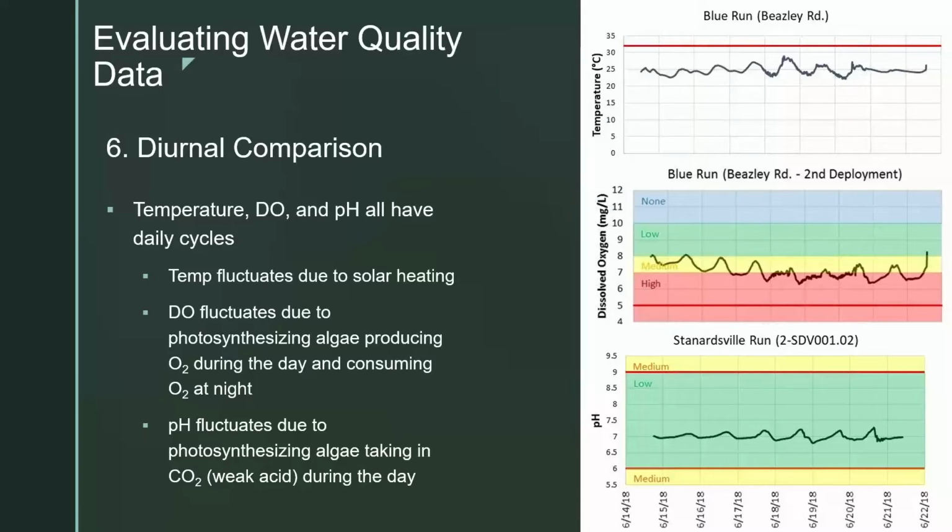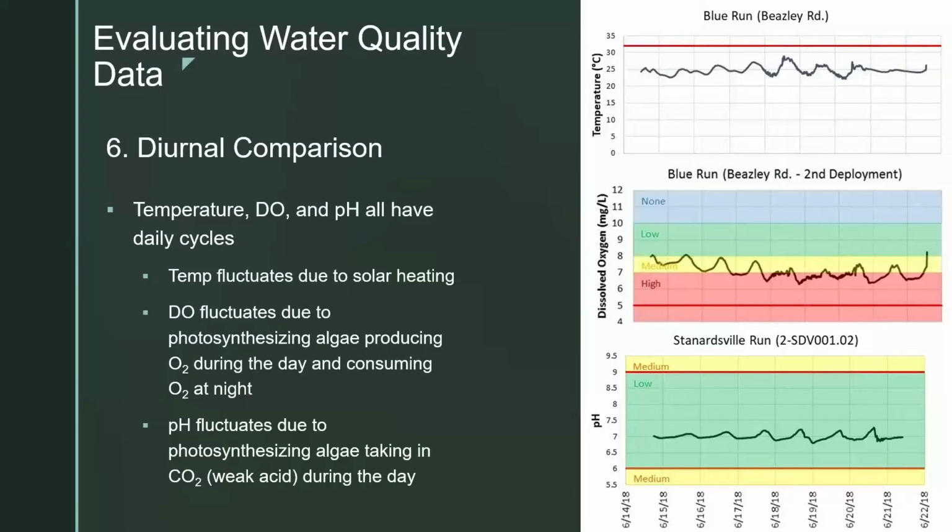Again, the reason we want to do diurnal measurements, particularly for dissolved oxygen, is because most of our periodic measurements where water quality samplers are out collecting is during the daytime. And so we never see what those nighttime levels are unless we're doing a diurnal comparison.